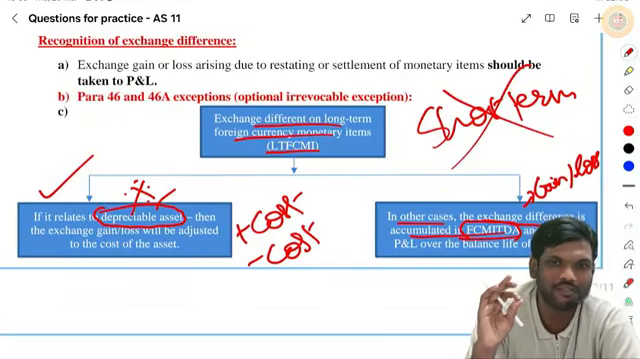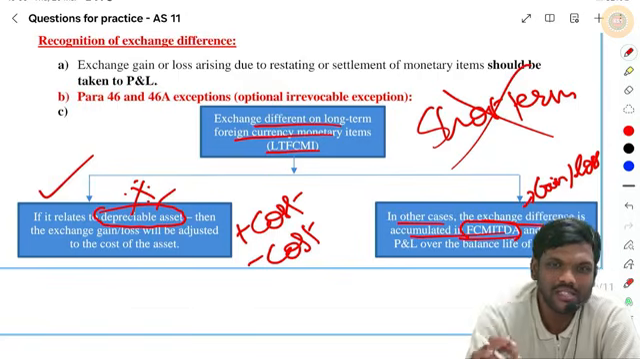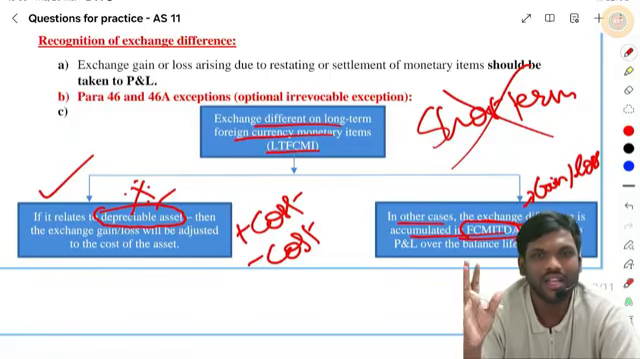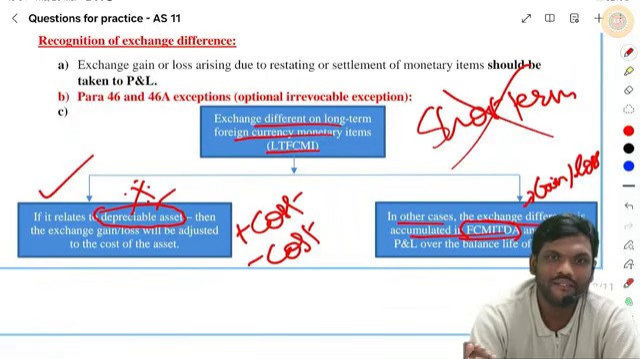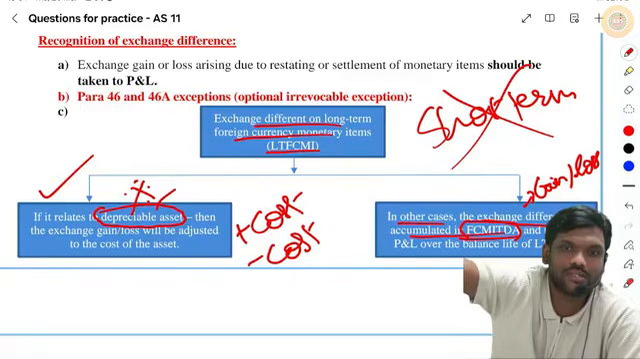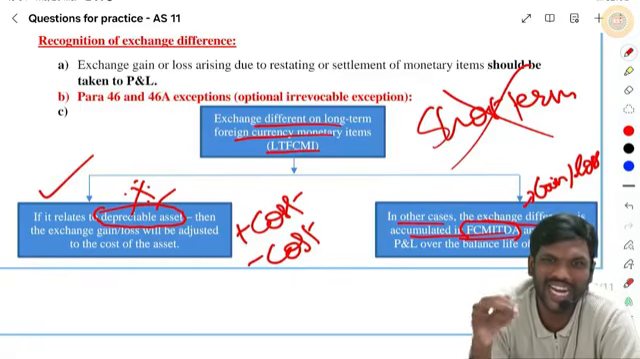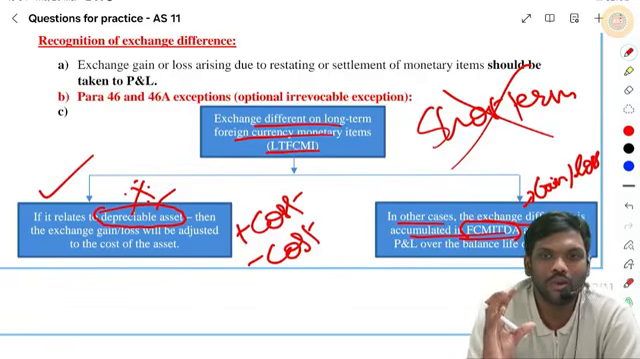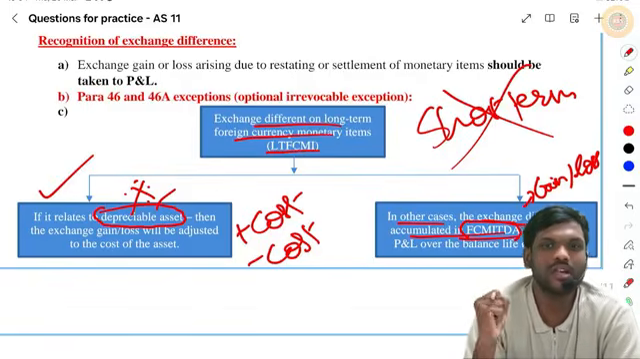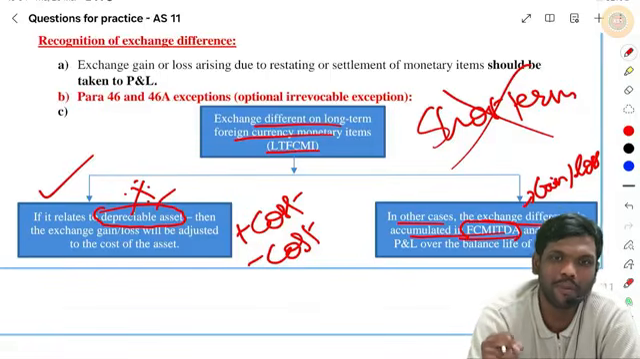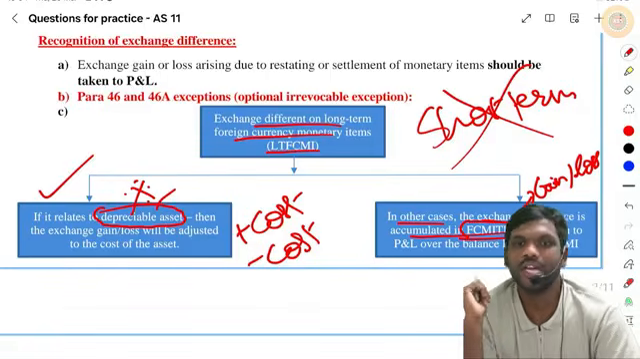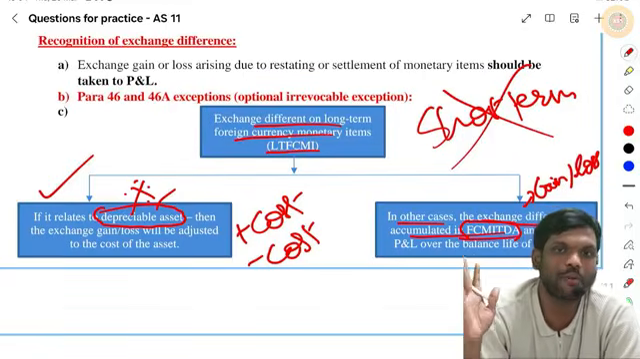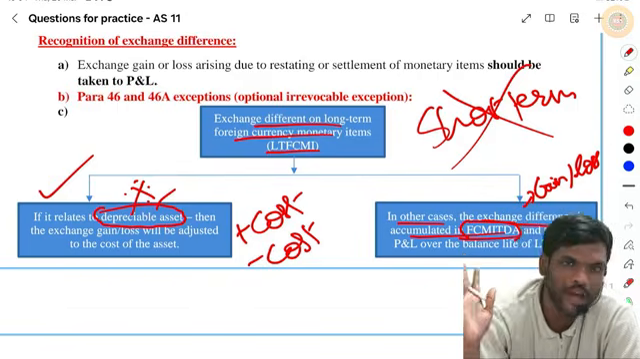Basically, what this para 46A does is, instead of taking foreign exchange gain or loss immediately to P&L, they are giving you an exemption where you can take it over a number of years. Instead of hitting your P&L immediately, it will go to P&L over more than 1 year, so that your impact on P&L reduces. That is the relief that AS11 para 46A is trying to give to the users of these accounting standards who are preparing the financial statements. I hope this is very clear.